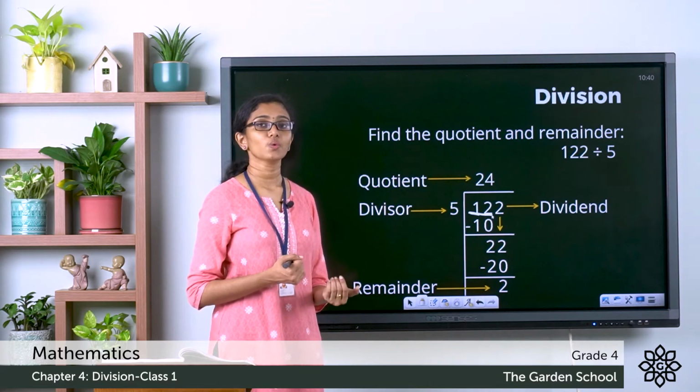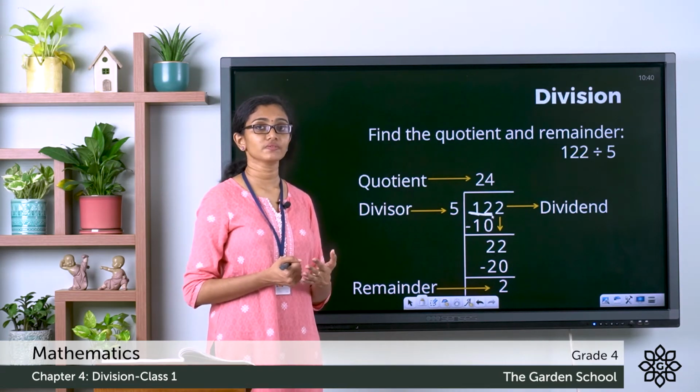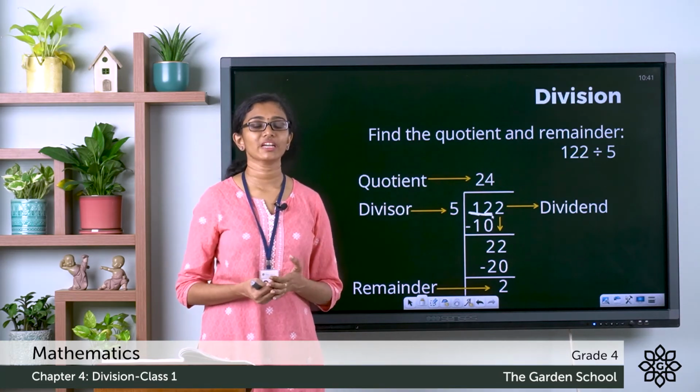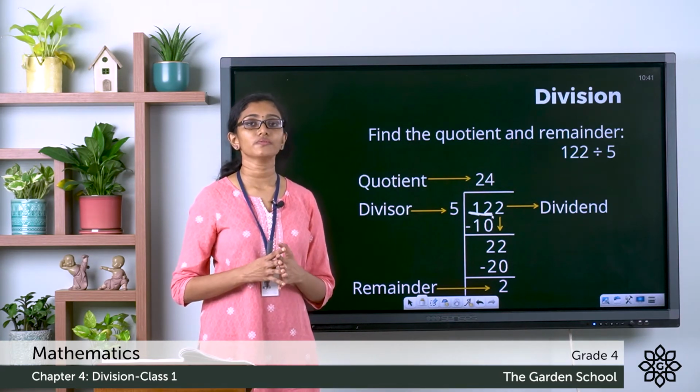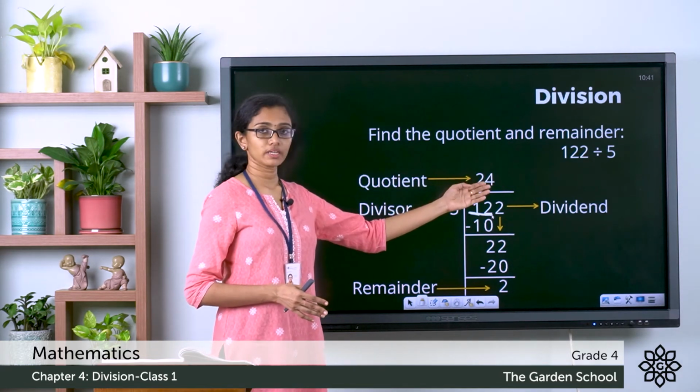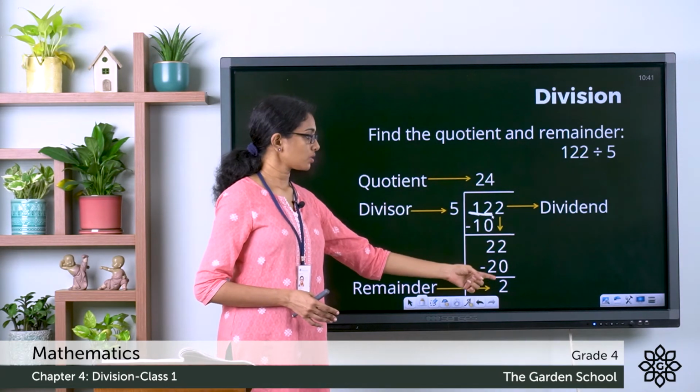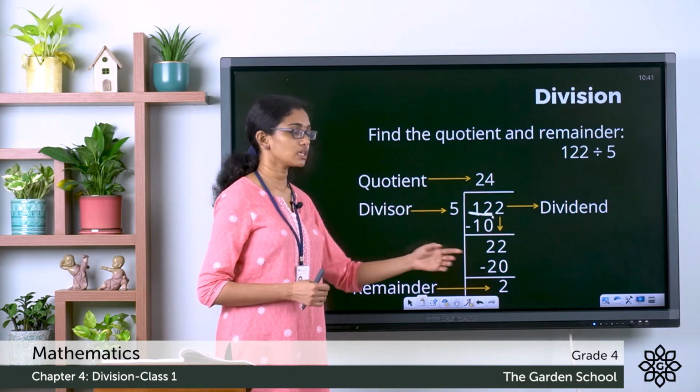5 1s are 5, 5 2s are 10, 5 3s are 15, 5 4s are 20, 5 5s are 25. So we don't need 5 5s. We need only 5 4s. So 5 4s are 20. So we wrote 4 here and we wrote 20 here. Now we subtract the numbers and we get 2 here.